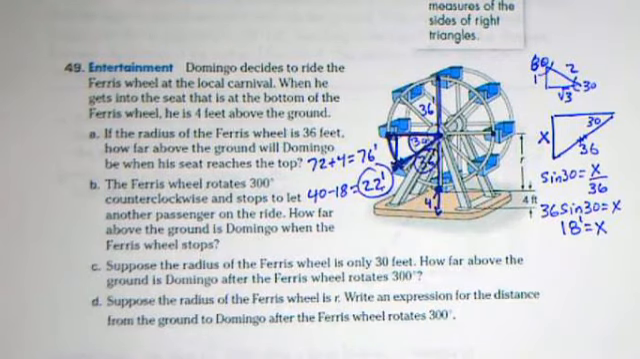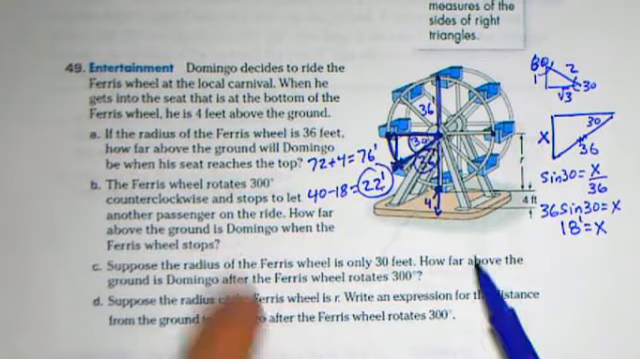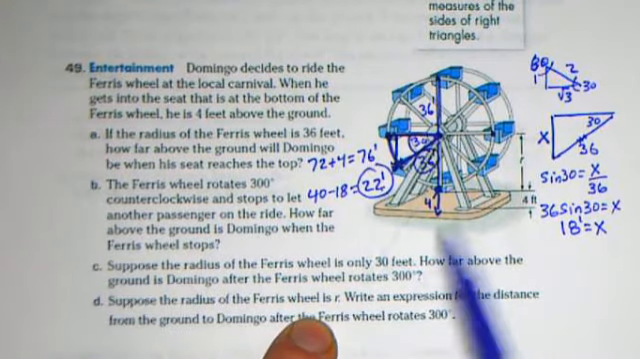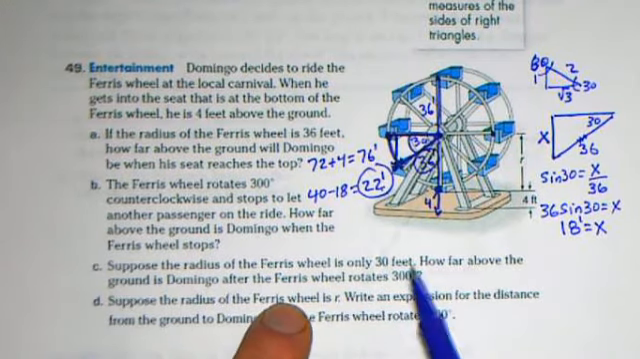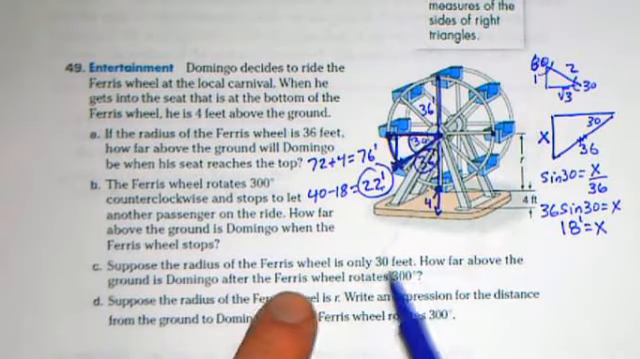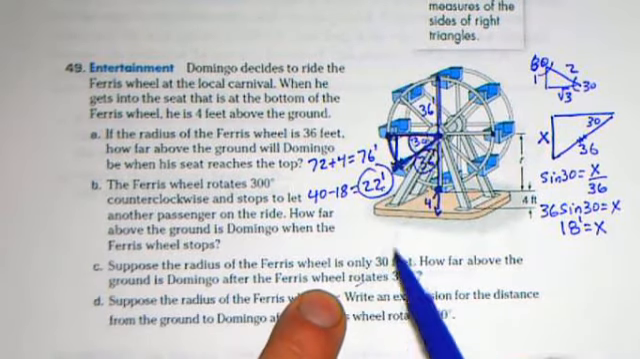For the next part, suppose the radius of the Ferris wheel is only 30 feet. How far above the ground is Domingo when the Ferris wheel stops at 300-degree rotation? So the only difference between C and B is the radius of the wheel. The radius goes from 36 down to 30.